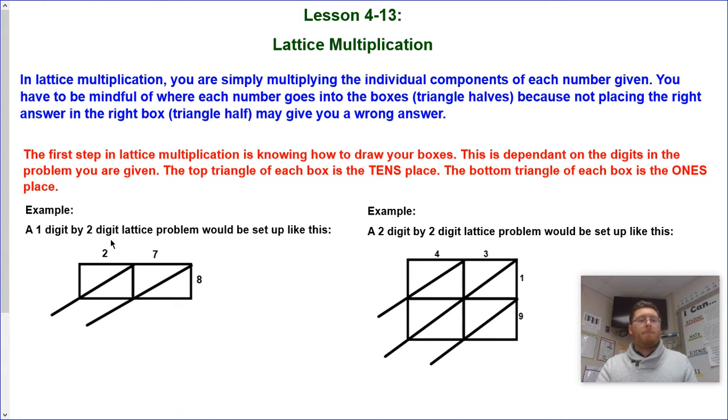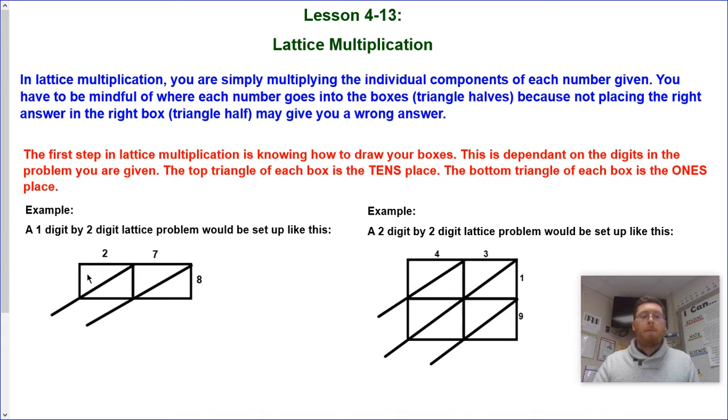Okay. So for example, if I have a 1-digit by 2-digit lattice problem, this is how you would set it up. So let's imagine I have 27 times 8. Well, I'm going to draw a rectangle and split it in half because 27 I want to break up into 2 and 7. So 2 is going to go over here, 7 will go over here, and I'm not going to break up anything over here except for putting the 8 right there. You draw your diagonal lines from the top right to the bottom left. That's all you're doing, top right to the bottom left.